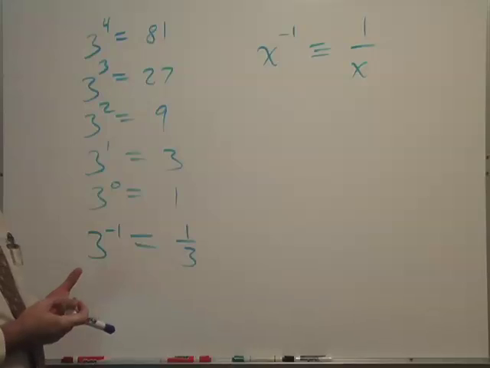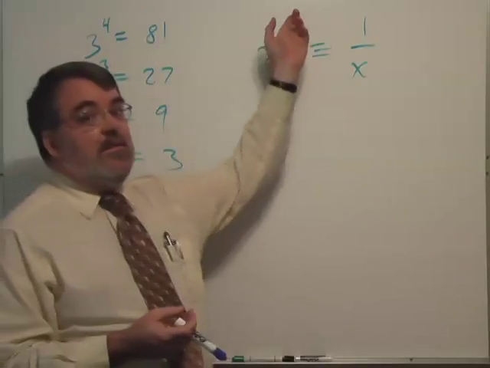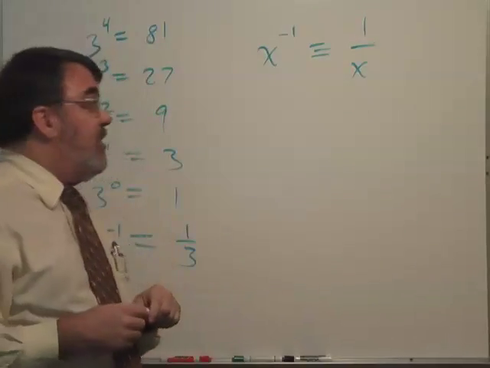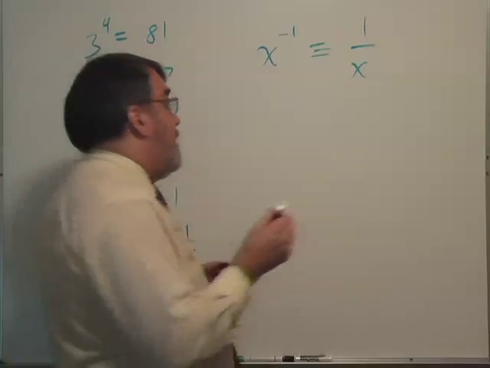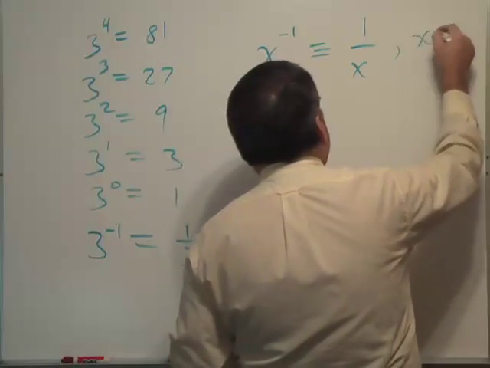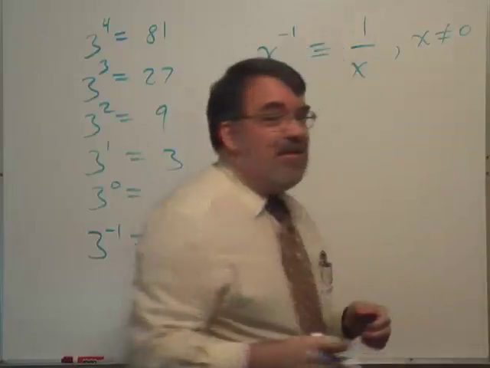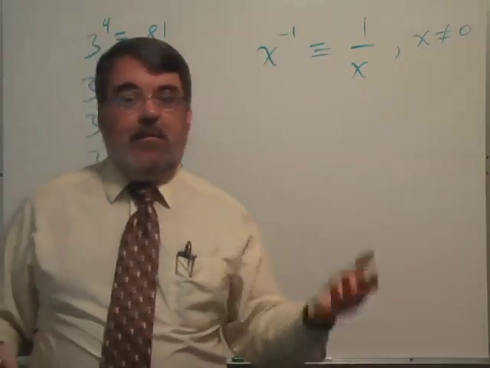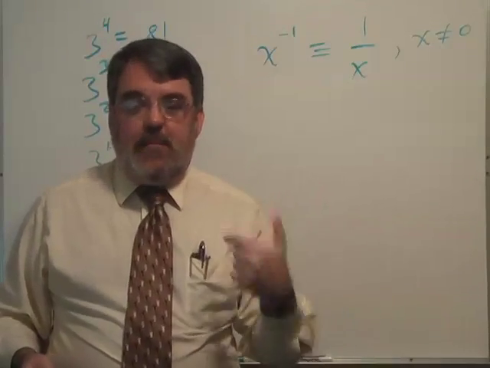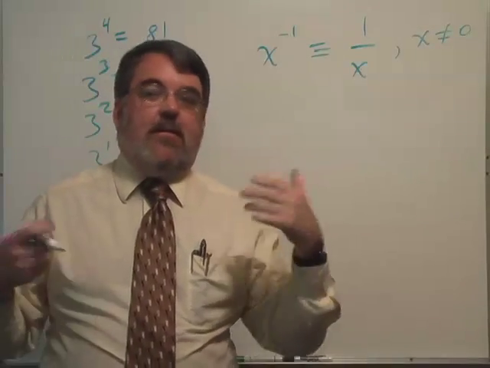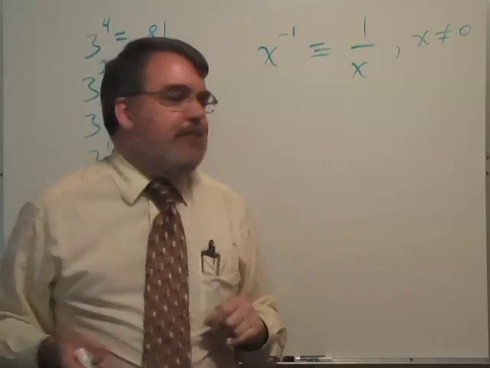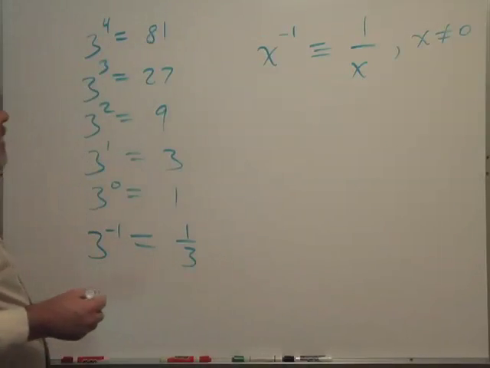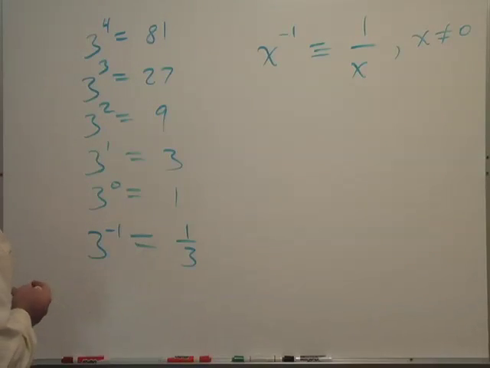I need 2 definitions. One is x to the 0 is equal to 1, and x to the minus 1 is 1 over x, provided that x is not equal to 0. If it was, then I'd have 1 divided by 0, which hopefully you've learned before. A number divided by 0 is undefined. It's an undefined operation. We can't calculate it. All right, so there's that definition.